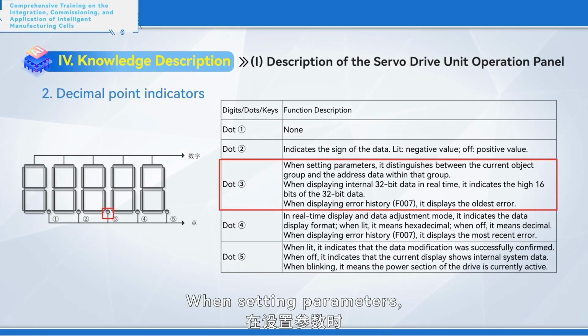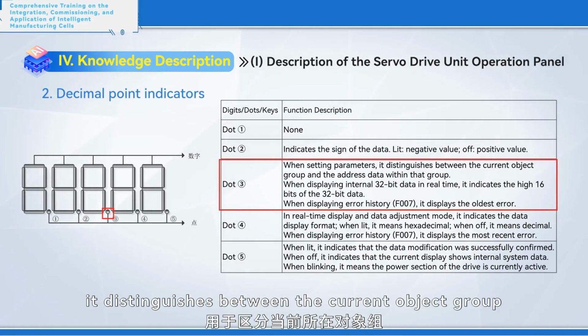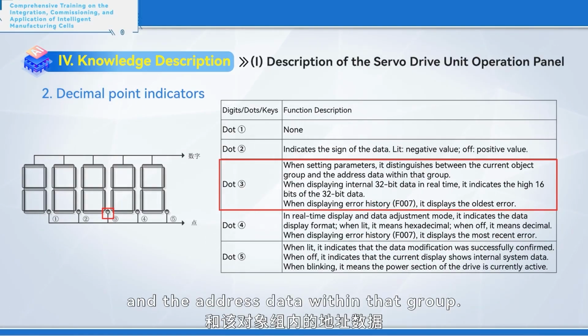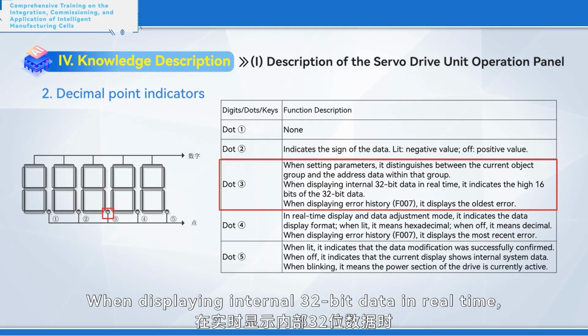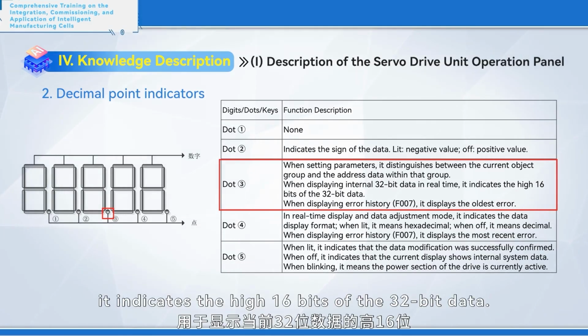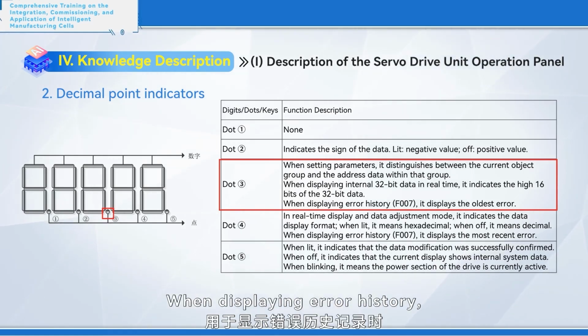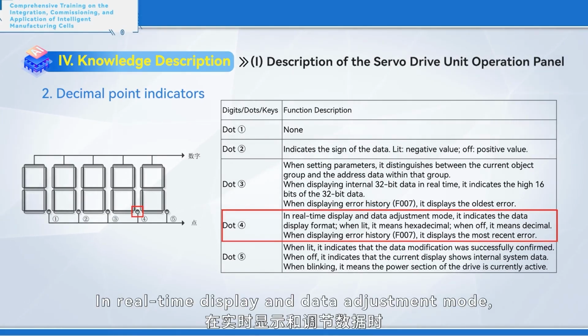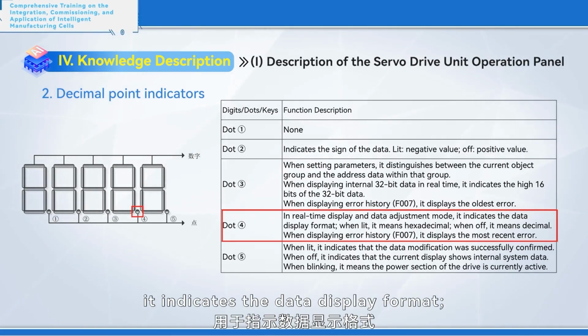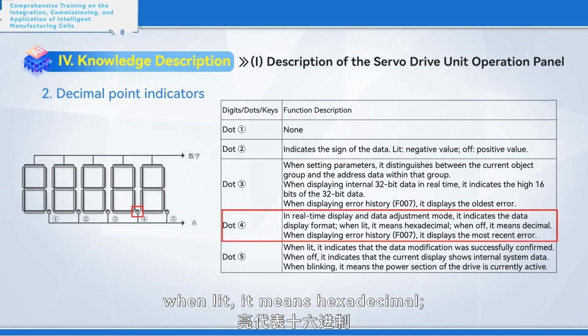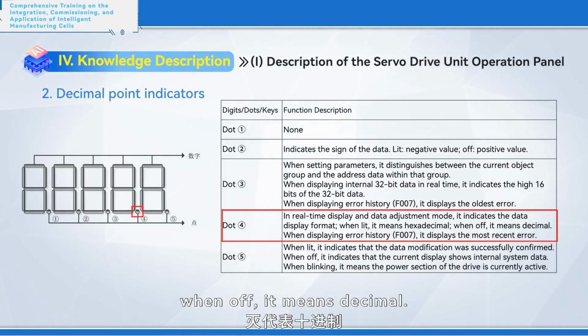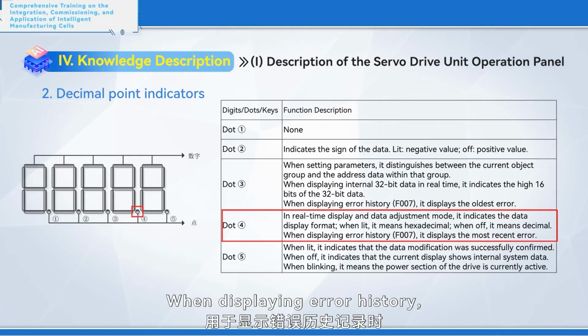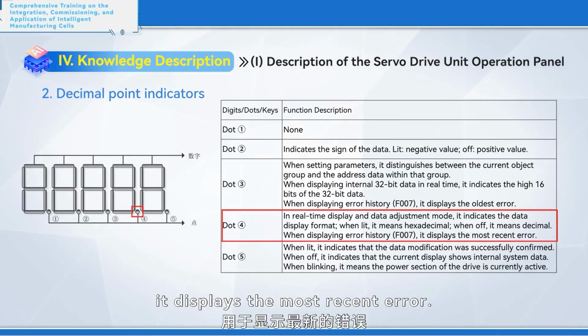Dot 3. When setting parameters, it distinguishes between the current object group and the address data within that group. When displaying internal 32-bit data in real time, it indicates the high 16 bits of the 32-bit data. When displaying error history, it displays the oldest error. Dot 4. In real-time display and data adjustment mode, it indicates the data display format. When lit, it means hexadecimal. When off, it means decimal. When displaying error history, it displays the most recent error.